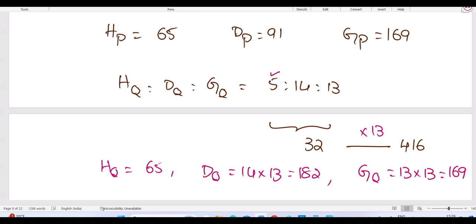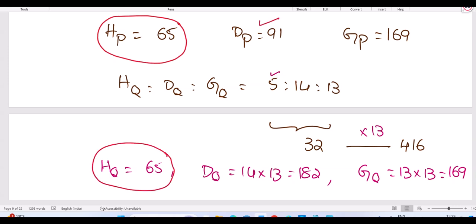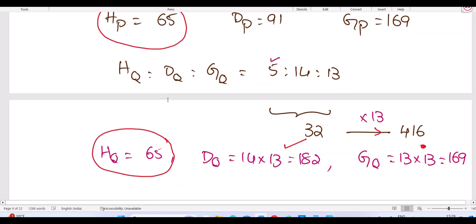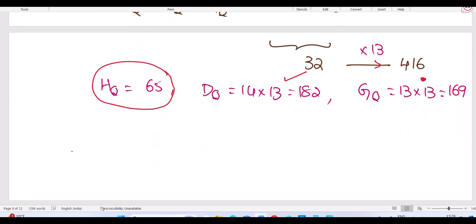So hens in Q, so hens in P, ducks in P. First we need to go for hens together, then ducks together, then goats together. Now the new ratio we need to find. So adding those two will get new ratio. So what is hens, ducks and goats? Hens is 65 plus 65.